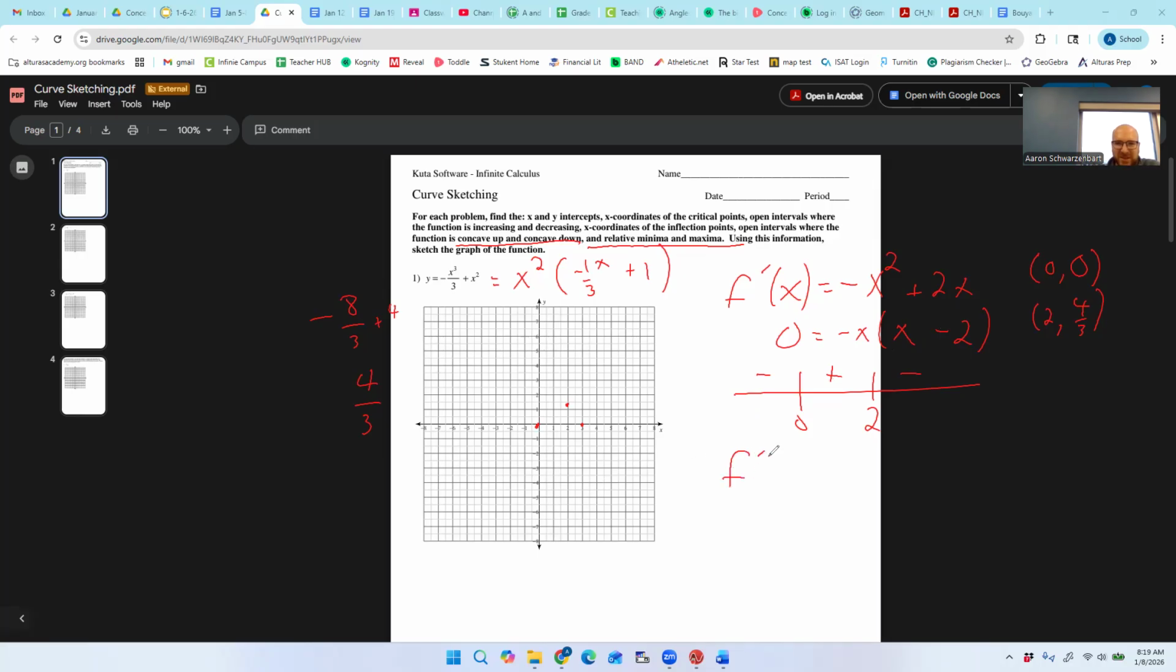It does ask me to get concavity. So I take the second derivative and set that equal to 0 to get my inflection points. And that's x equals 1. To get the coordinate, I plug that into the original. Negative 1/3 plus 1 is 2/3. So this is my point of inflection.